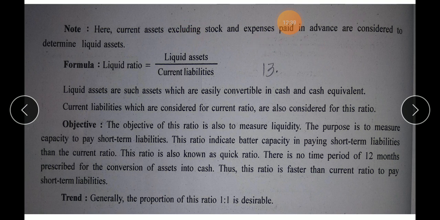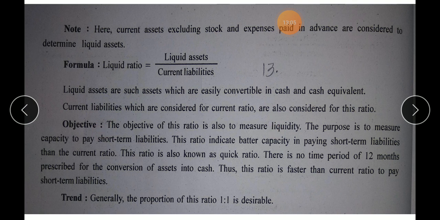Alright? Then, liquid assets are such assets which are easily convertible in cash and cash equivalent. Current liabilities which are considered for current ratio are also considered for this ratio. So there is no change in current liabilities, and the change in current assets is presented here. So that thing you have to keep in mind and calculate the sum.